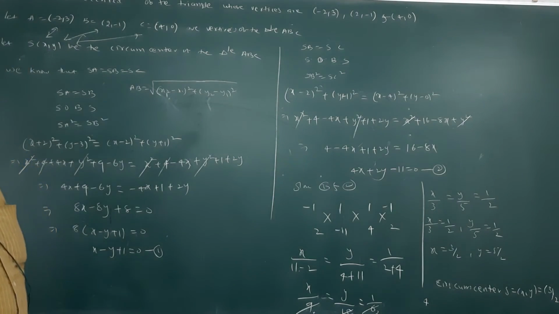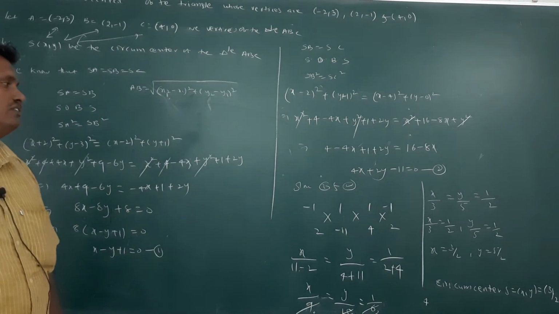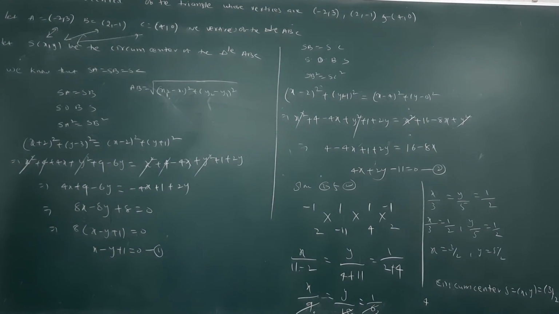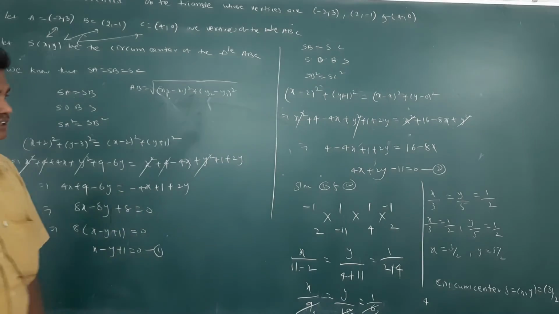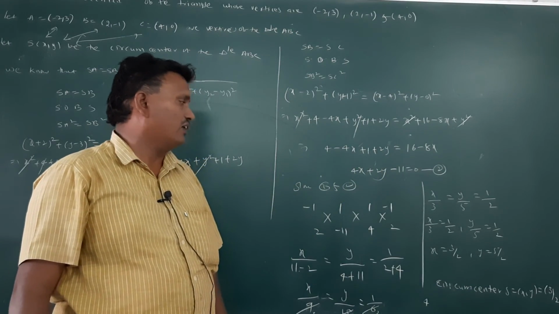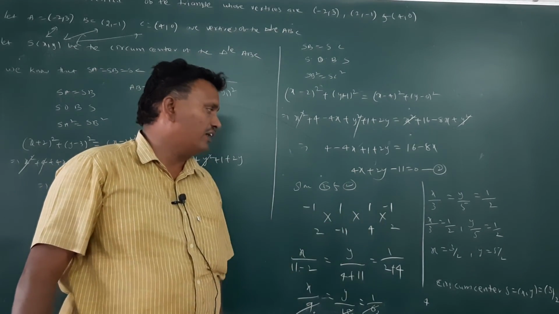Similarly, SB is equal to SC. What is the equation? 4x plus 2y minus 11 is equal to 0. Solve 1 and 2 using the cross multiplication method. What is the method? Cross multiplication method. First you write the y coefficient. What is the y coefficient? It is minus 1. Constant is 1. X coefficient is 1. Again y coefficient is minus 1. Similarly, y coefficient is 2. Constant is minus 11. X coefficient is 4.